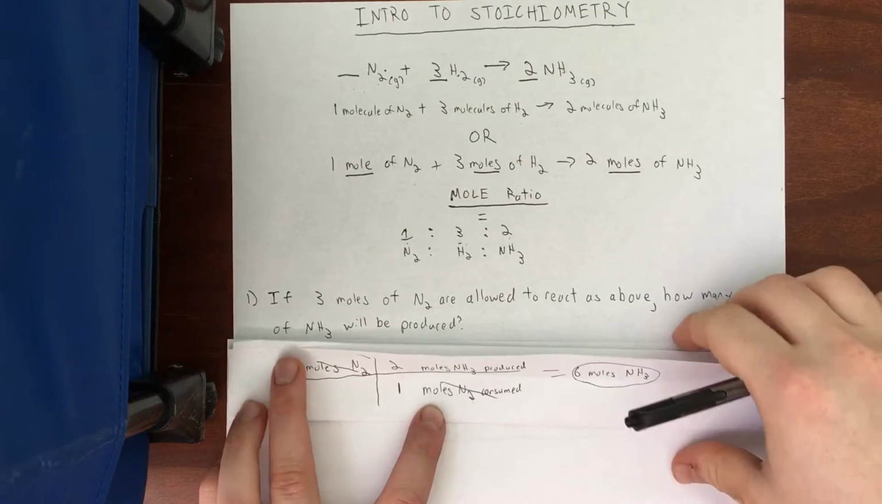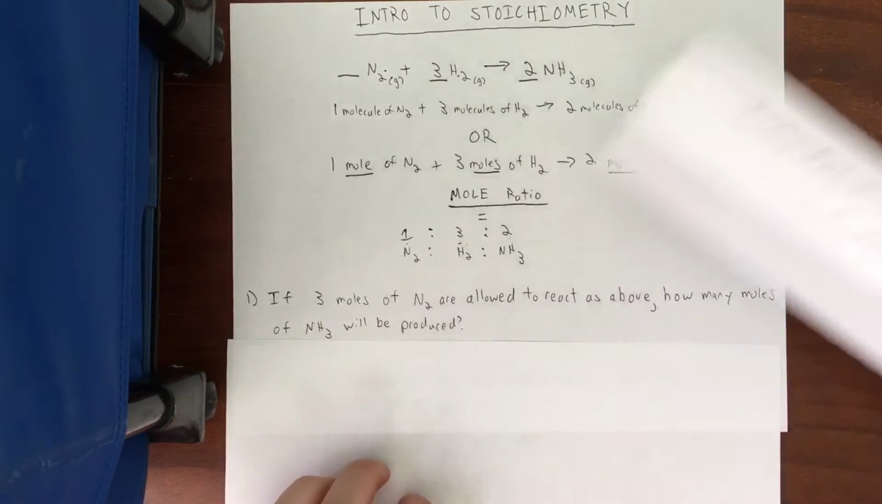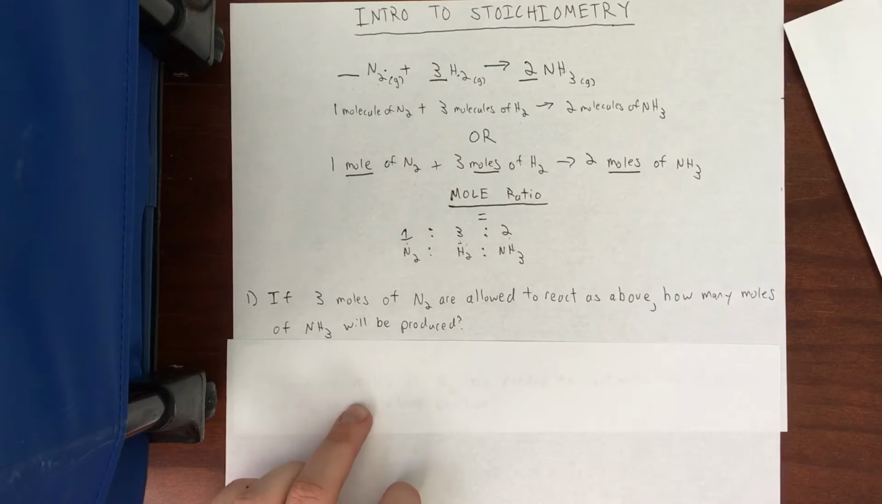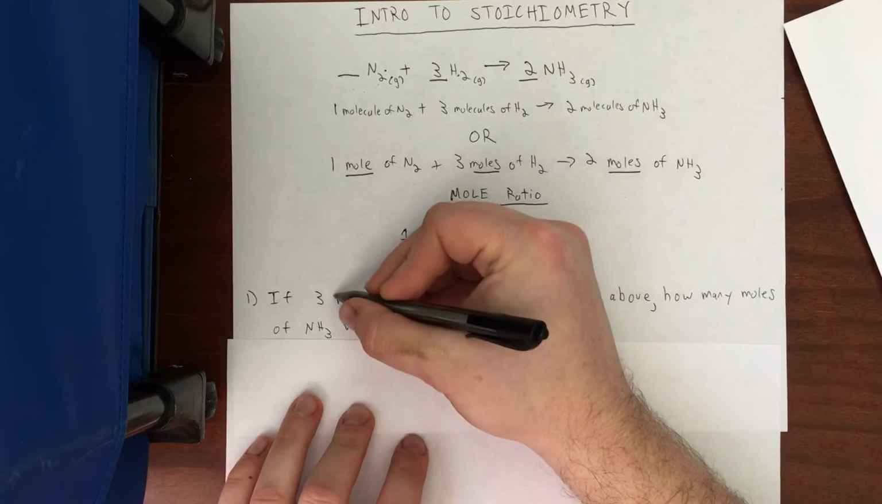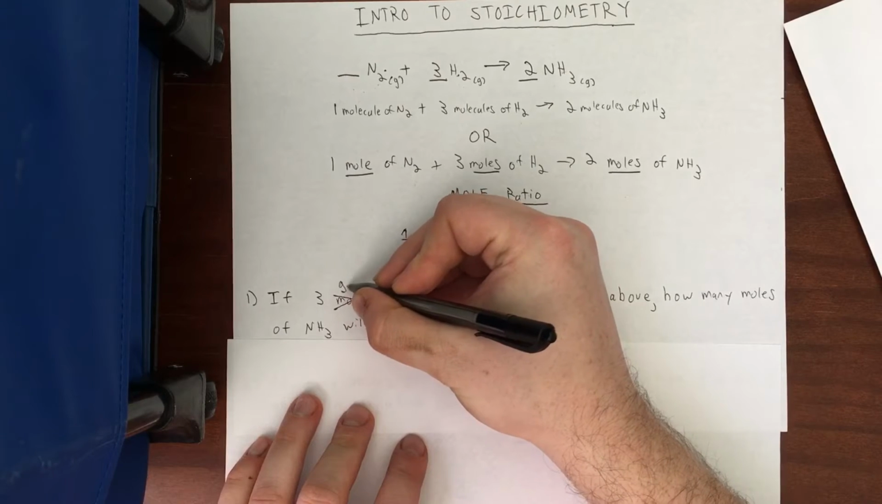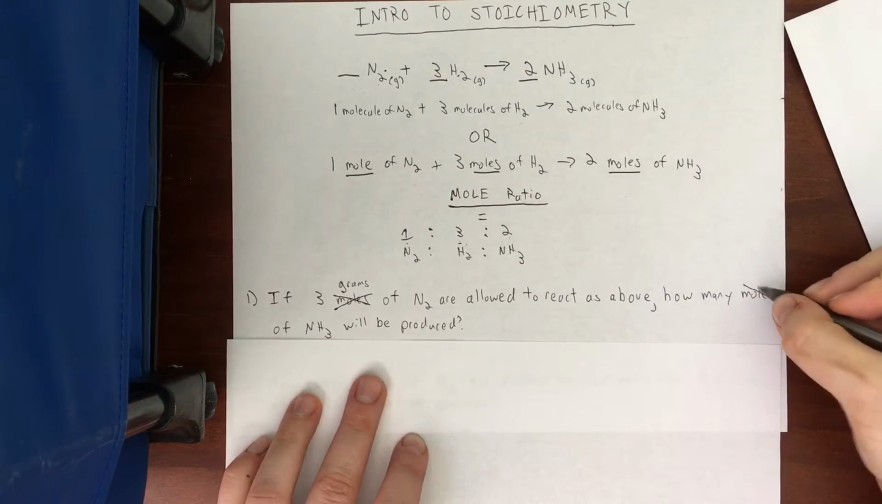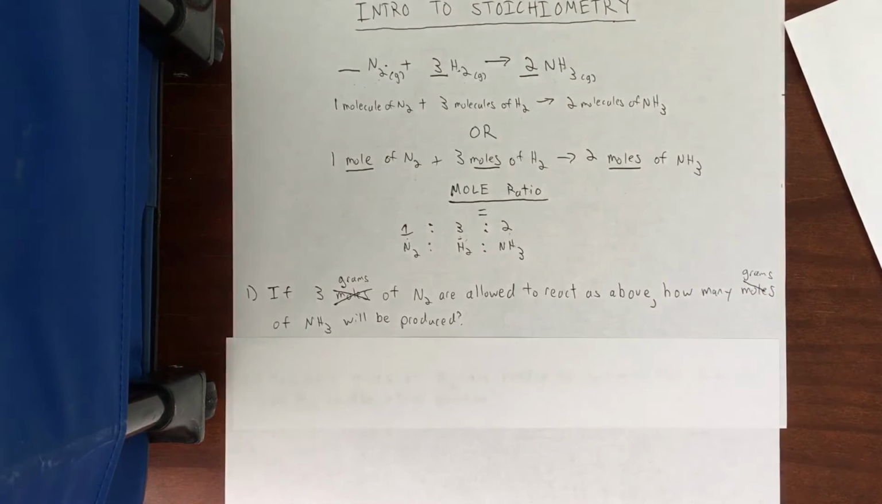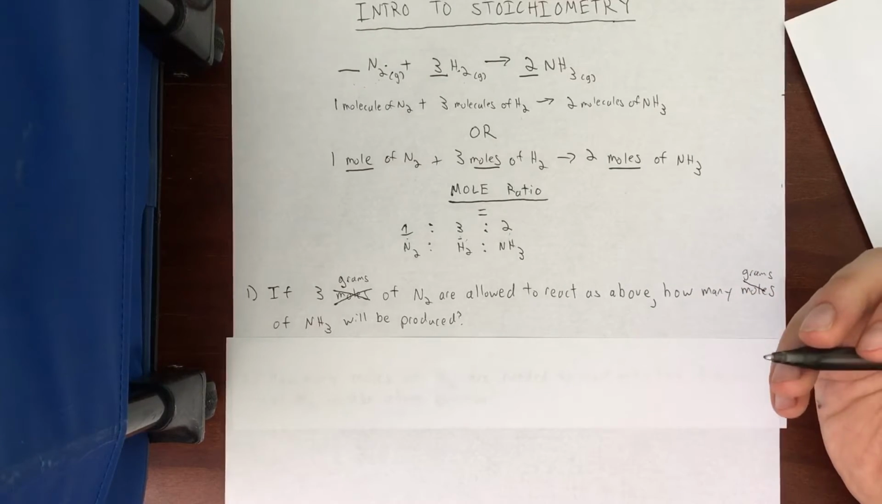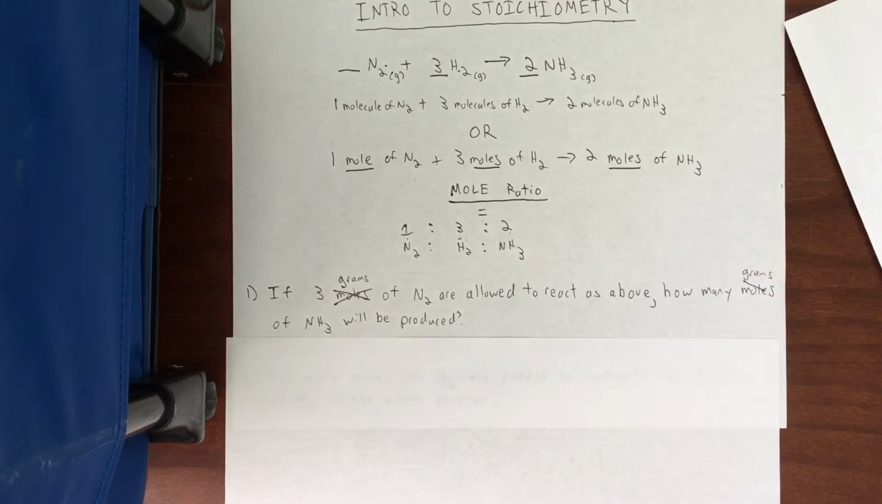Now, that problem was overall pretty simple. We can make this a little bit more complicated by saying, what if instead of 3 moles, we had 3 grams of N2? And we want to know how many grams of NH3 will be produced. This is a much more practical question because we can weigh out a certain amount of N2 and a certain amount of NH3, and then that makes this like a real chemistry problem. So, how would we go about solving this?